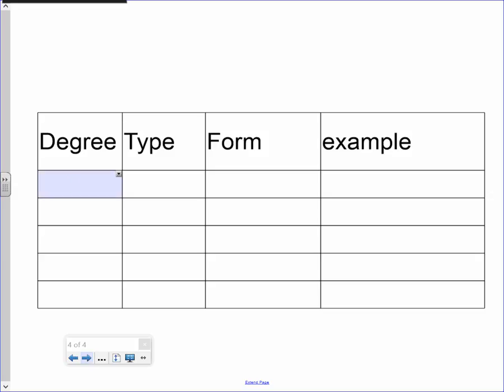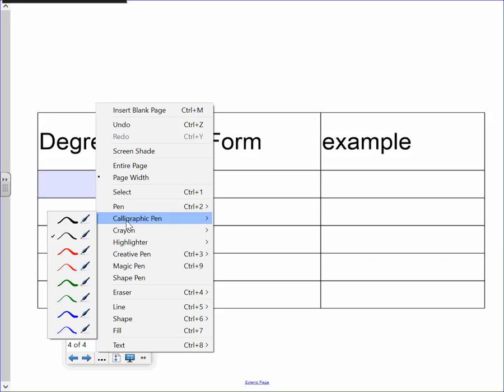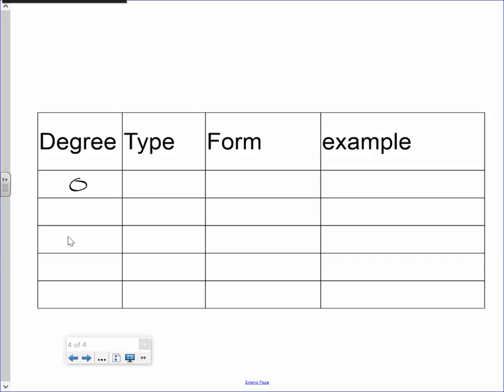Go put this on your notes. So on the first column, first cell, put 0. A degree 0 would be a constant function. Go and write constant. A constant function.